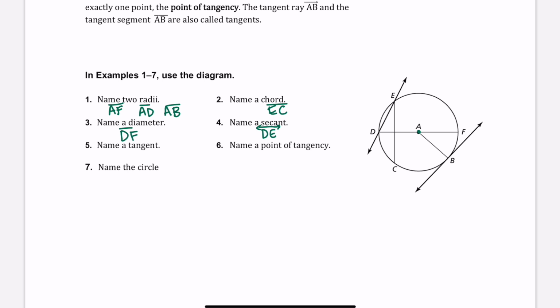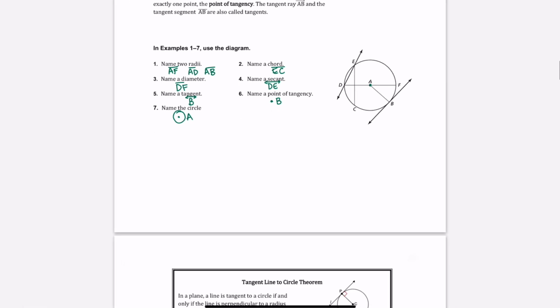Name a tangent. A tangent is a line that intersects the circle in one spot. This line B is the tangent line. The point of tangency would be point B, and I'm just going to put a little point there. We're going to name the circle. It's always named by our center. This is circle A. Put a little dot for the center, circle A.